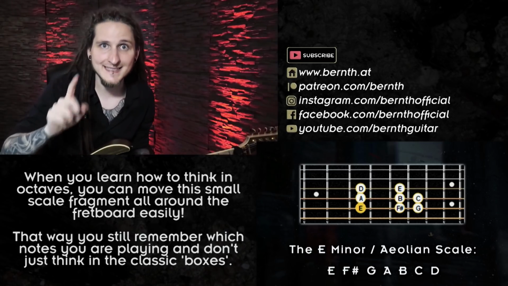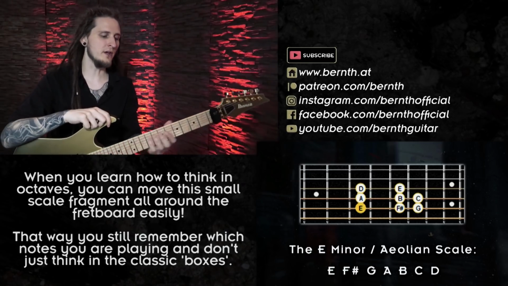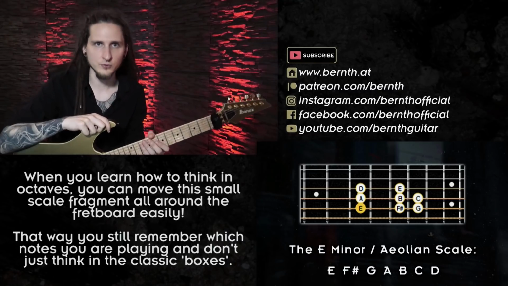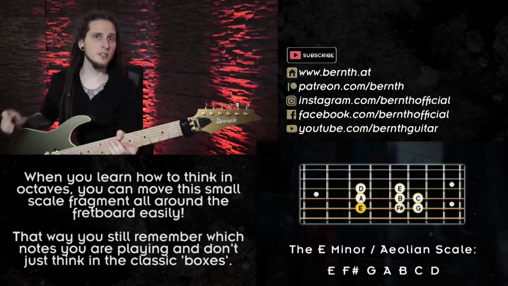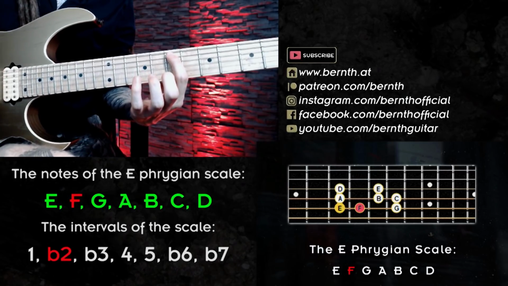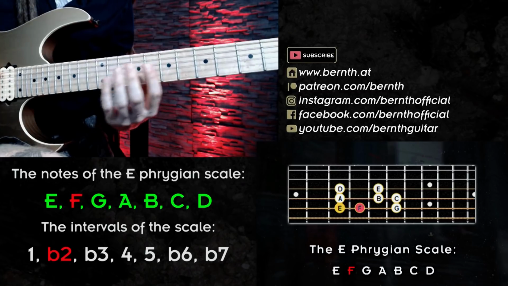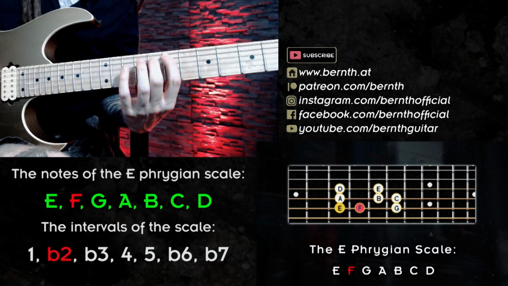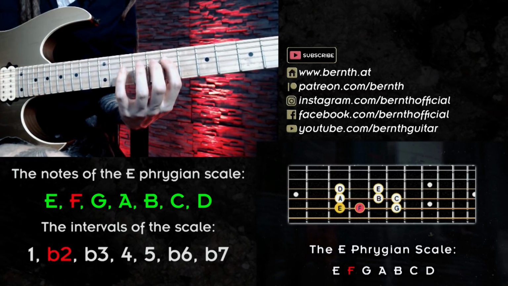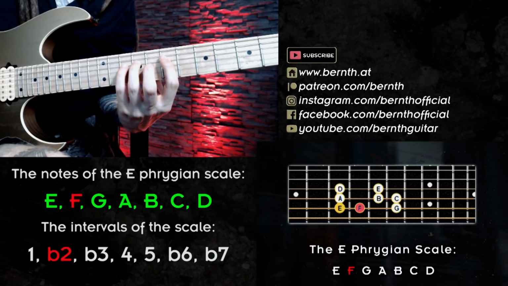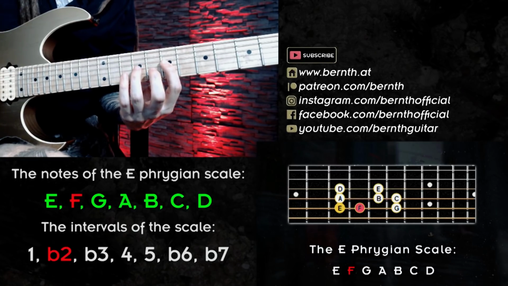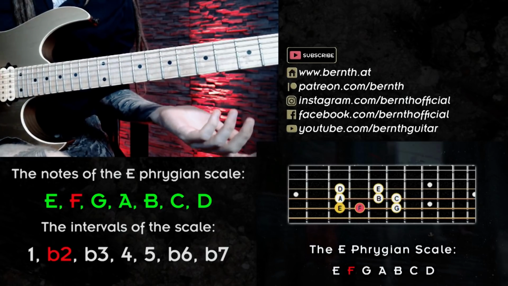already. But the real and exciting benefit from thinking like that becomes very clear as soon as you start working with the modes. So let's check out the notes of the E Phrygian mode right now. So let's start again with E right here on the 7th fret on the A string, and the notes of the E Phrygian scale are E, F, G, A, B, C, D, and then here we are at E once again.